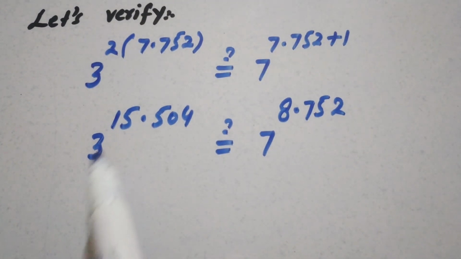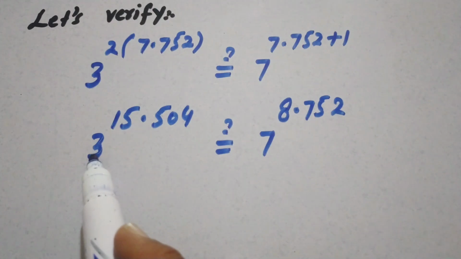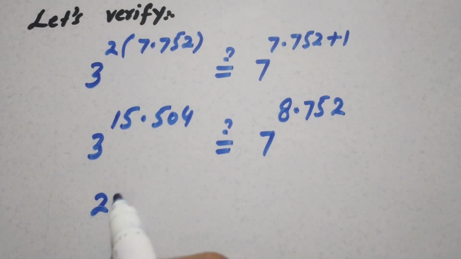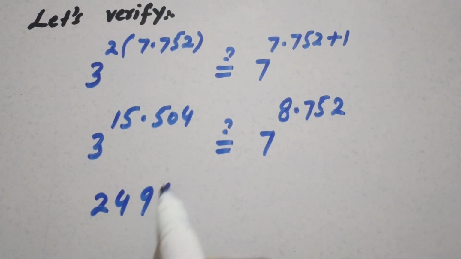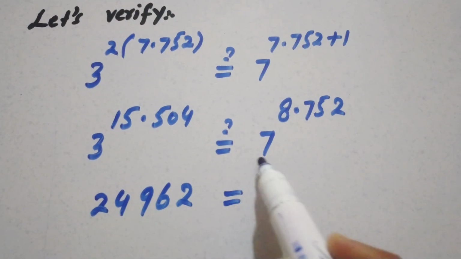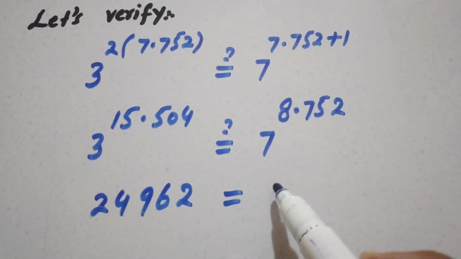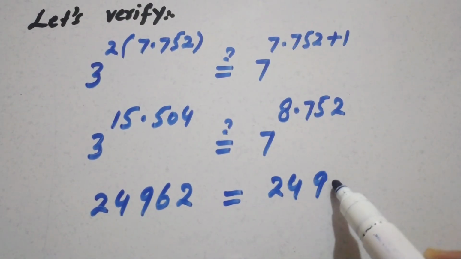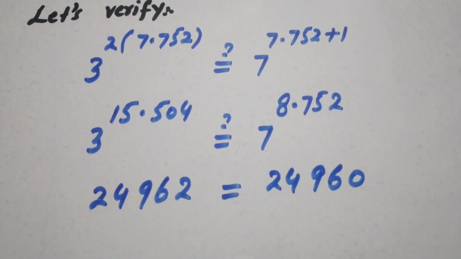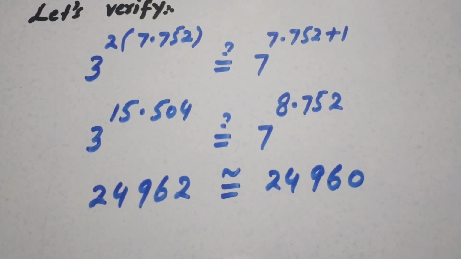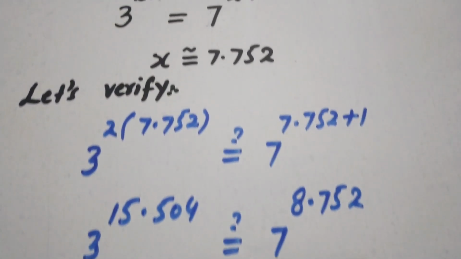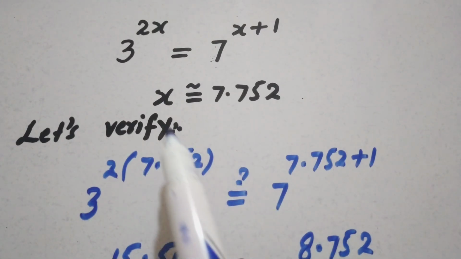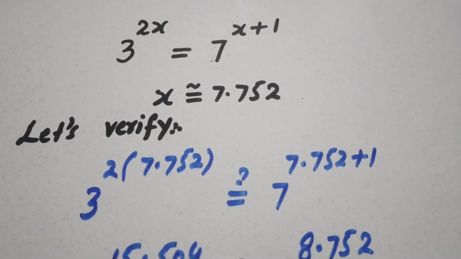Now by using a calculator we get 3 power 15.504 as 24962, and at the right hand side by using a calculator we get 24960, which are nearly equal to each other. Hence the value of x, which is 7.752, is valid for the given expression.